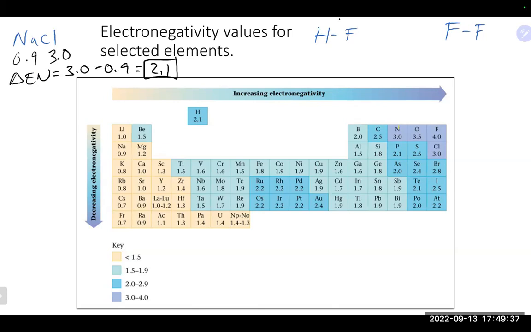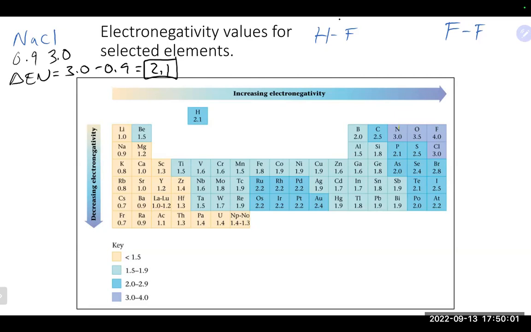Do I really need those numbers for this? The answer is no, you don't need the numbers for this because it is a metal and a non-metal, which means it's going to be ionic. So you don't even really need the numbers to tell you that. As soon as you see metal and non-metal, you should know it's an ionic bond. There's no sharing of electrons. So for ionic bonds, you don't really necessarily need the electronegativity values.